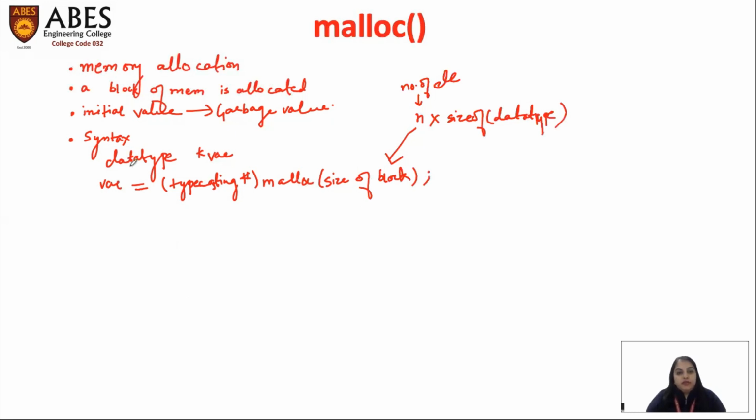Now, how will it work? We have taken a pointer variable var and we have stored by typecasting. Why typecasting? Because the malloc function returns a void pointer. A void pointer is what? It does not have a data type. It is a generic pointer, it can store any type of value. So we have to typecast by whichever type of value we are using. So let us take an example.